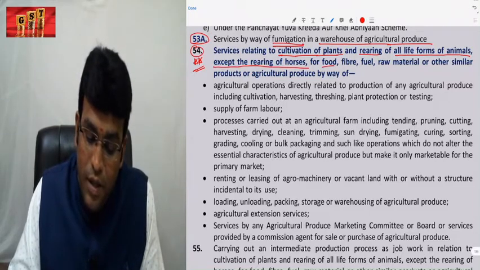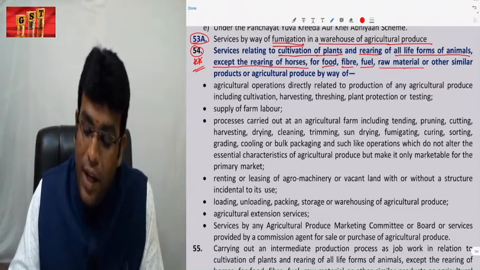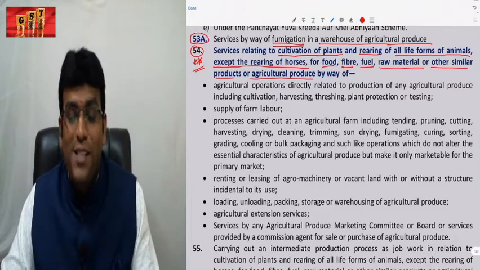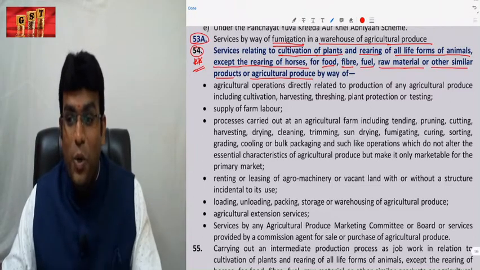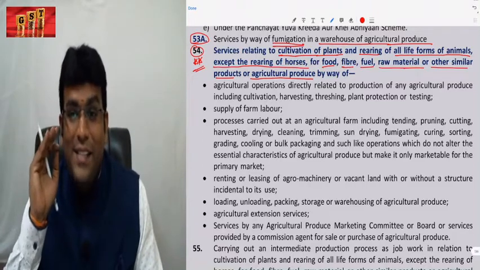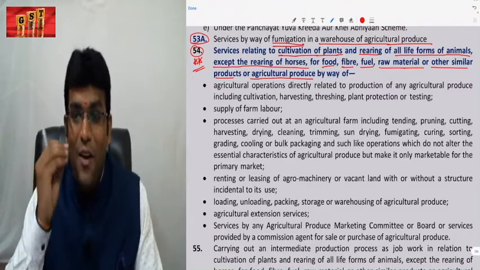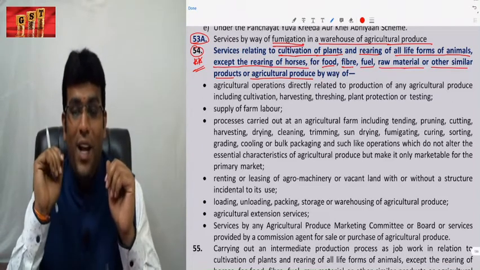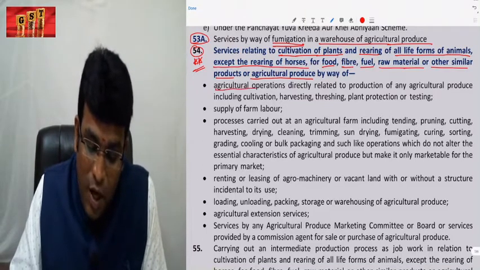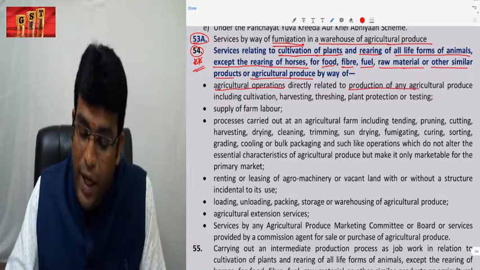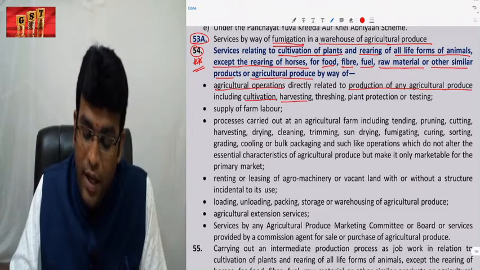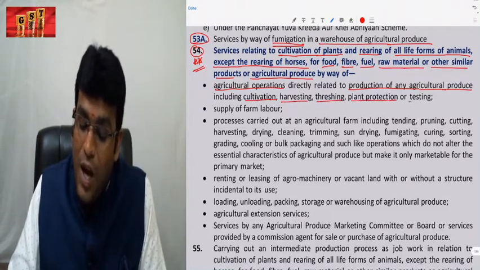For food, fiber, fuel, raw material or other similar products or agricultural produce. I repeat one more time, friends. Service relating to cultivation of plants and rearing of all life forms of animals except rearing of horses, for food, fiber, fuel, raw material or other similar products or agricultural produce, by way of what, sir? Agricultural operation directly linked to production of any agricultural produce, including cultivation, harvesting, threshing, plant production or testing.